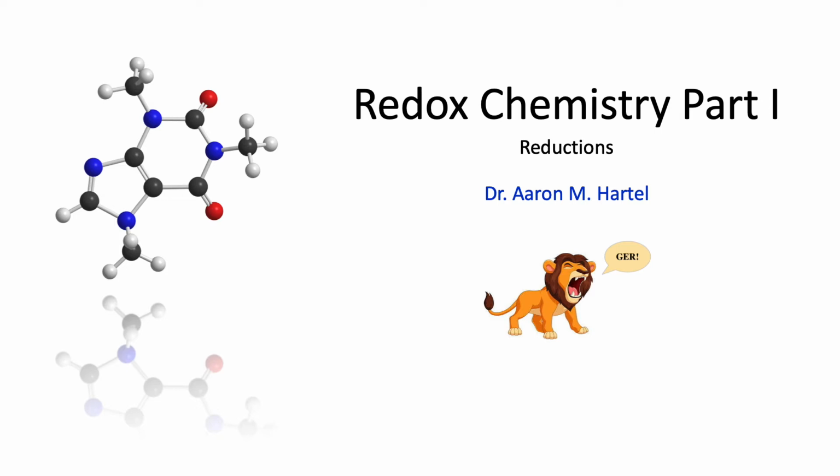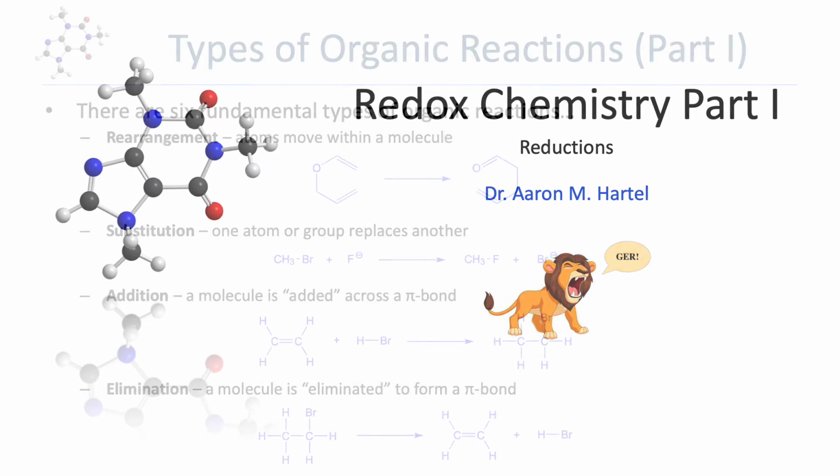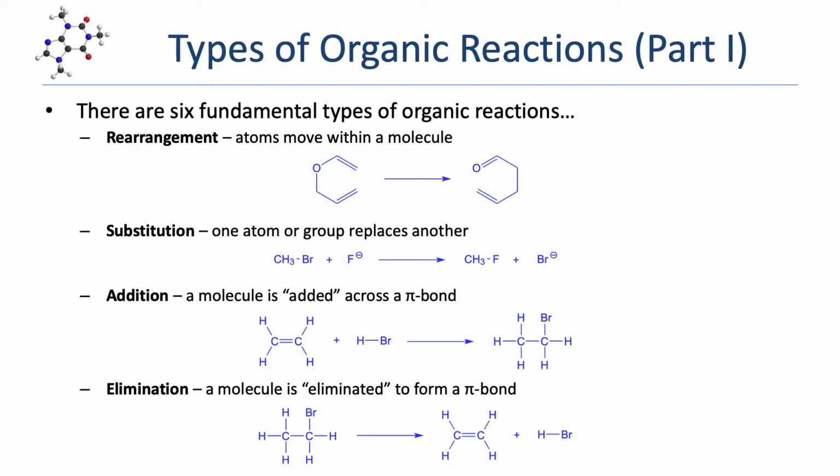In this lesson, we're going to take our first look at organic reactions, starting off with redox chemistry and specifically reductions. A big part of studying organic chemistry is learning reactions. There are only 6 fundamental types of organic reactions.